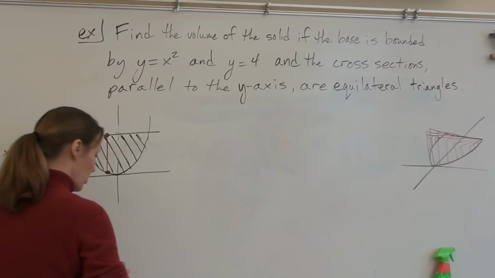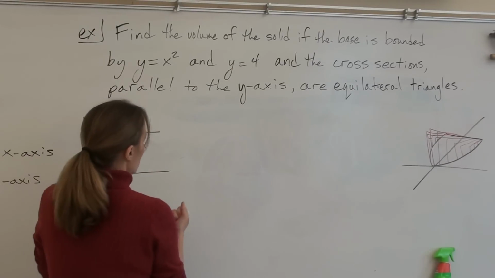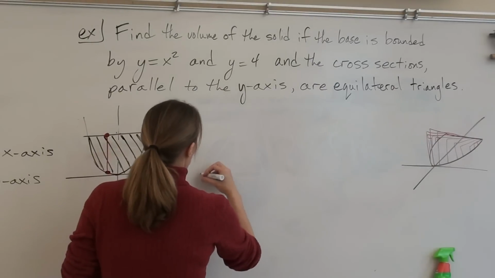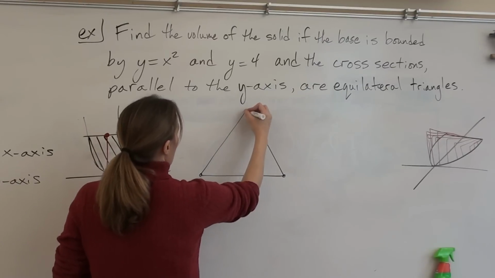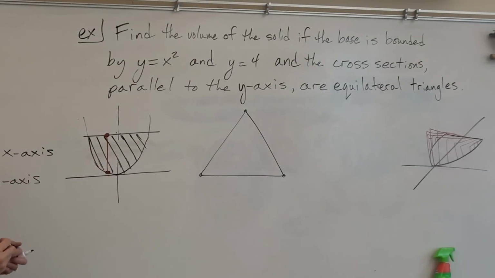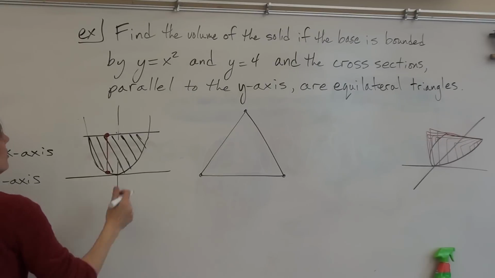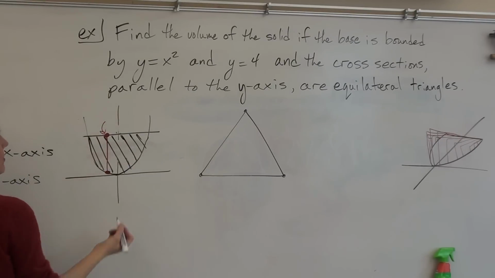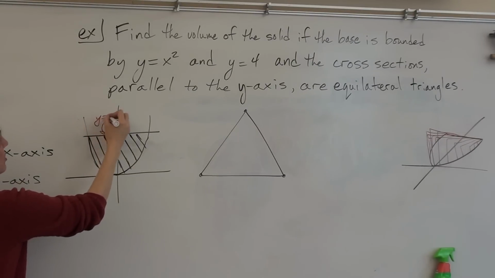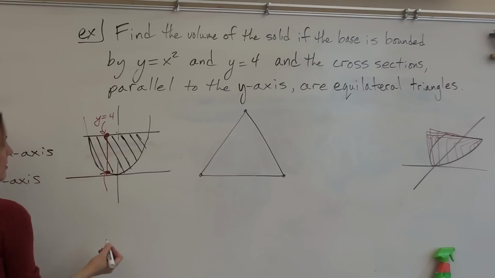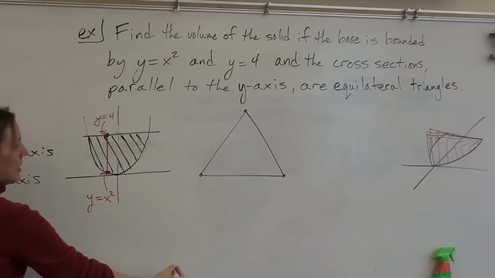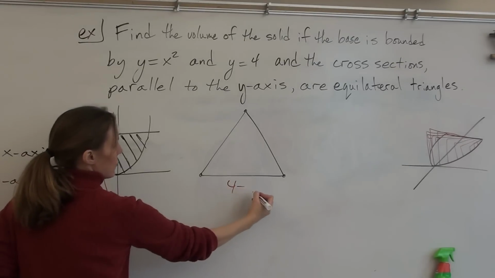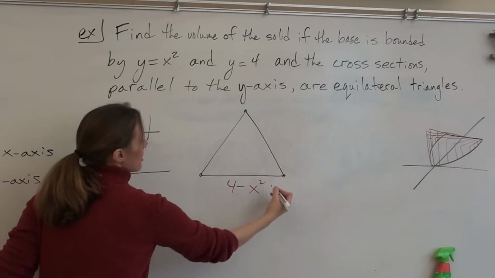So we have an equilateral triangle, so we draw an equilateral triangle. That length is no longer 2 root y. It's top minus bottom. What function's on top now? Y equals 4. What function's on the bottom? Y equals x squared. So what's that length? 4 minus x squared, because now we're dx.